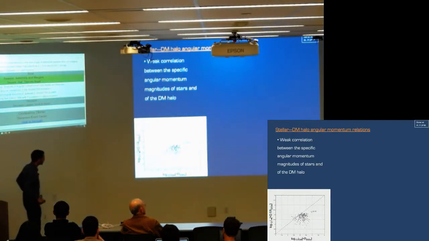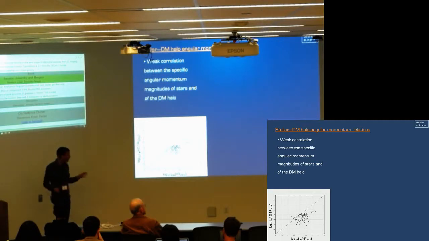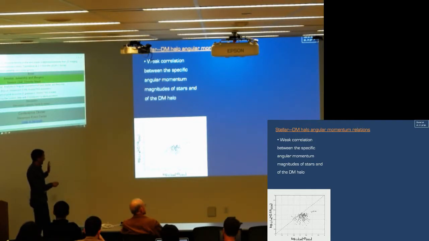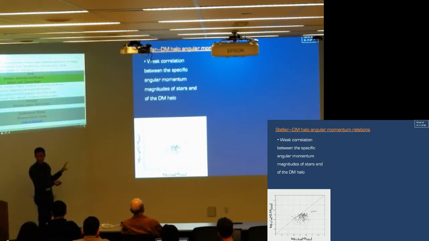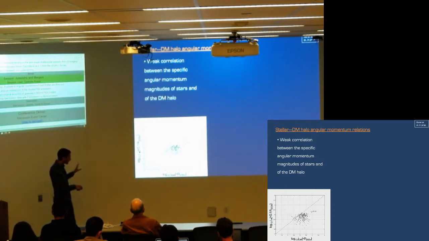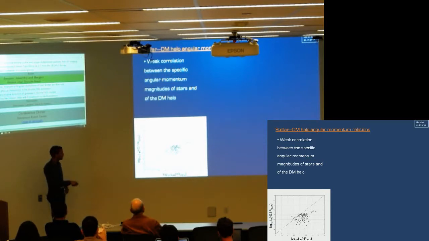Okay, so let's start again with magnitudes of angular momentum, which we discussed so far. Here I'm comparing the specific angular momentum of the stars inside 10% of R_vir, so most of the stars in the halo for central galaxies, versus the total specific angular momentum of the dark matter. And we see a very poor correlation, with a Pearson coefficient of 0.14.